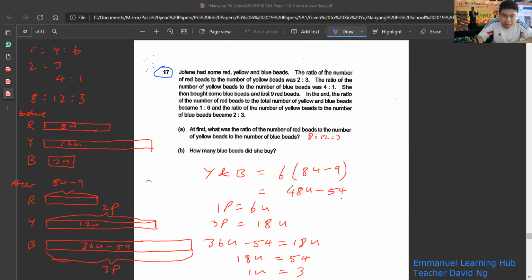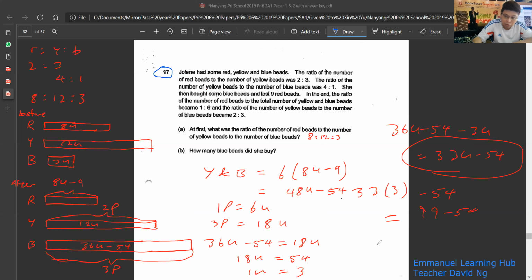How many blue bits did she buy? 3U originally, and in the end 36U minus 54. So she bought 36U minus 54 minus 3U, which is 33U minus 54. So this is the amount of blue bits she bought. 33 times 3 minus 54. 99 minus 54. 45. She bought 45 blue bits.